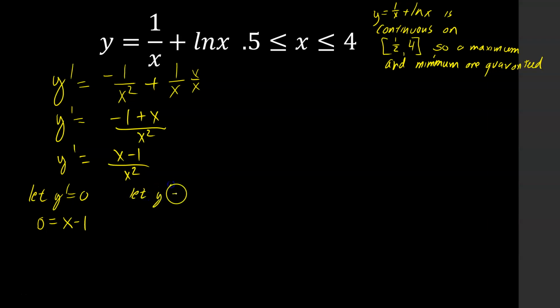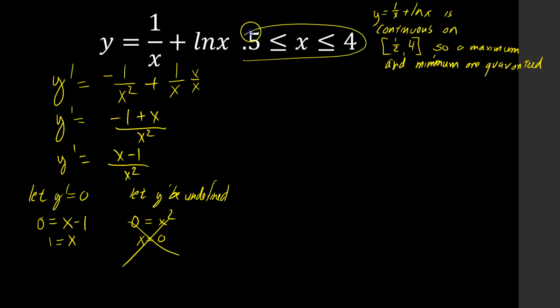By the way, let y prime be undefined. That's 0 is equal to the denominator. So over here we get x equals 1, here x equals 0. All right, are you paying attention? We're going to cross this part off. Why? Well, because 0 is not on the closed interval 1/2 to 4. So there's no way we would be using that value. Well, maybe I shouldn't cross it off. That looks crazy. But I definitely don't want to use that value.